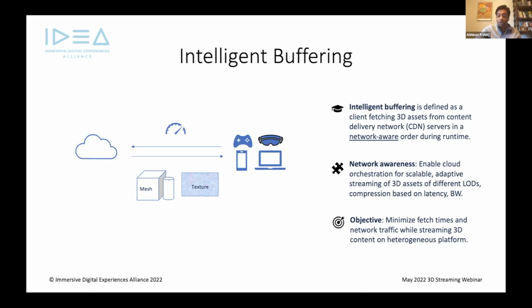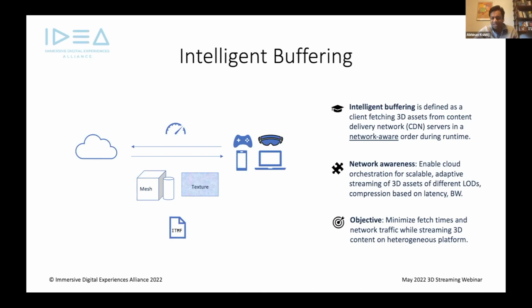Now, the network awareness is enabled through a cloud orchestration that is running at the back end, with the objective to minimize the fetch times needed for the clients while streaming 3D assets on different platforms. We are aware that different platforms will have different render and compute capabilities and existing network conditions, and so intelligent buffering is designed to achieve that purpose of minimizing those fetch times.